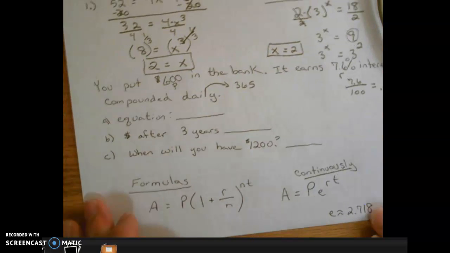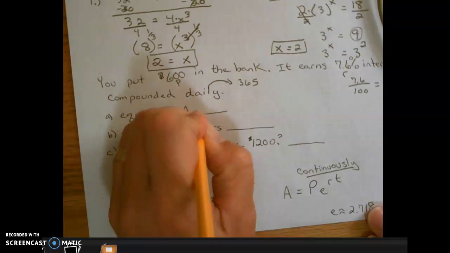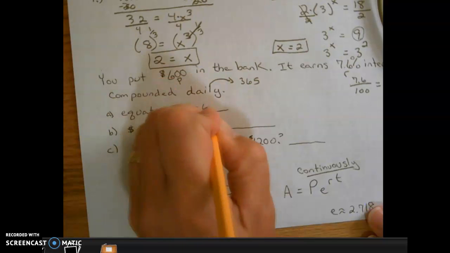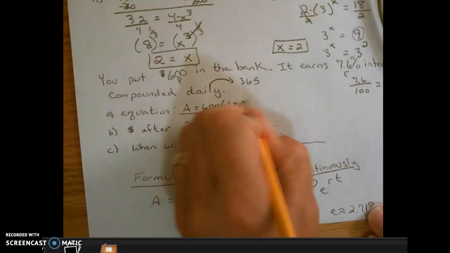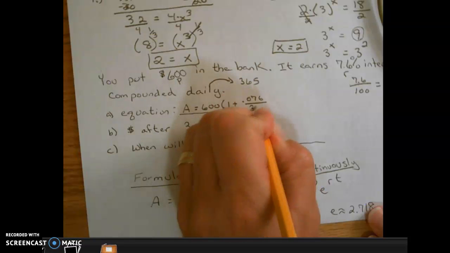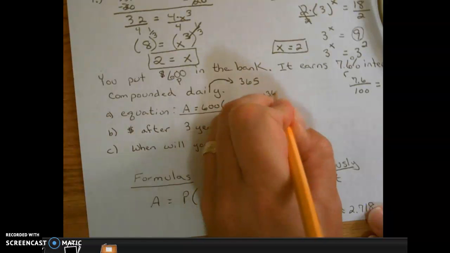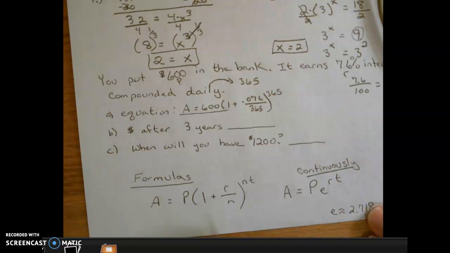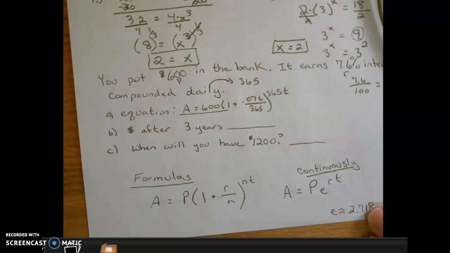Okay, so let's go ahead and use this formula here and set up our equation. So our ending amount is going to be equal to our principal, which is 600, times 1 plus the rate, which in this case is 0.076, over n, which is the number of times compounded in a year, 365. And we have n again. And we want to know the time. We're not looking for the time. We're just going to put t in there for time. And there's our equation.